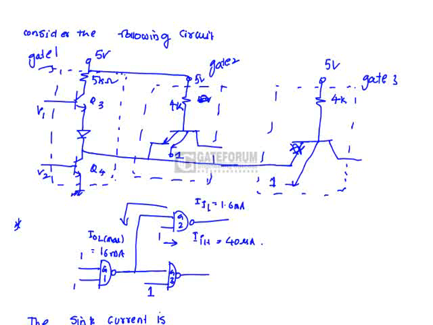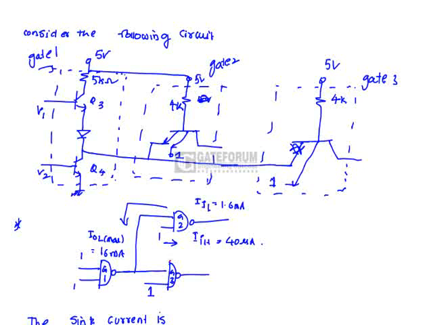For gate 3, if the input is low, the current supplied to gate 1 is 1.6 milliamps. Whenever gate 2 is taking, if it is logic 1, it is taking a current of 40 microamps. Similarly for gate 3. Now tell me the sink current. Sink current means how much current is passing through Q4 whenever the output of the first gate is low, and the conditions given for gate 2 and gate 3 are shown in the figure.